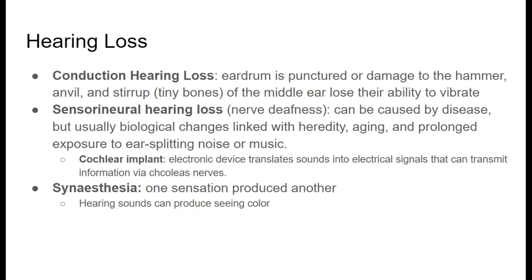Some people have what we call, and I'm going to mispronounce this and I apologize, synesthesia, which is when one sensation can produce another. So for example, when you hear certain sounds, you might see specific colors. And this is, again, due to neural communication between your senses. And that is it for today.